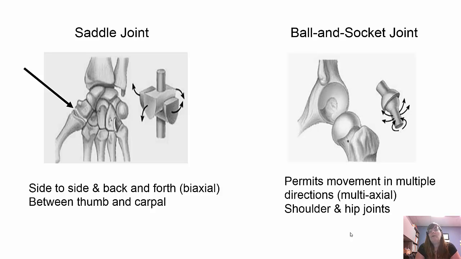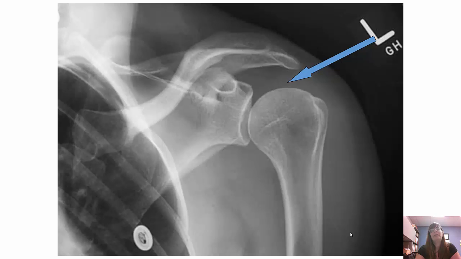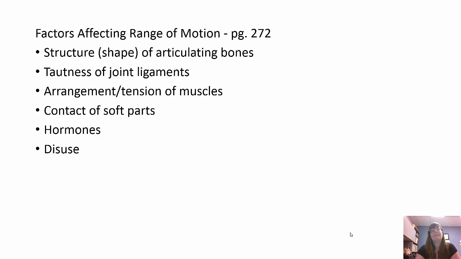Ball and socket is the most movement. You have movement in multiple directions, so your shoulders and hips. And there's all of those joints. And ball and socket. So I said we talk about this, so here we go.